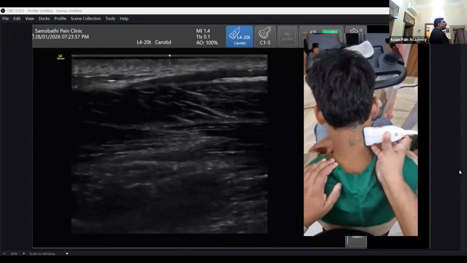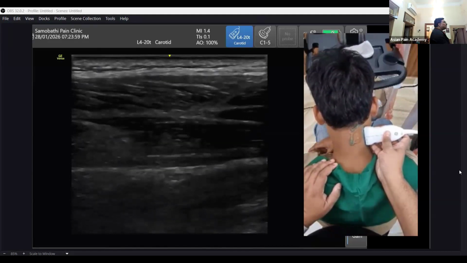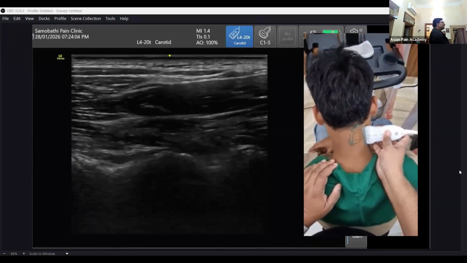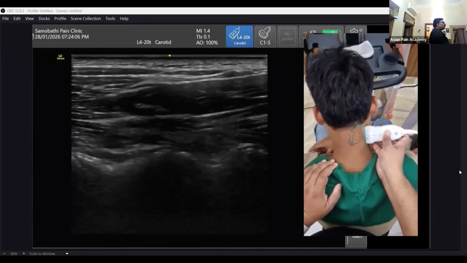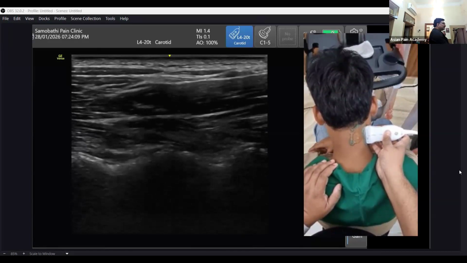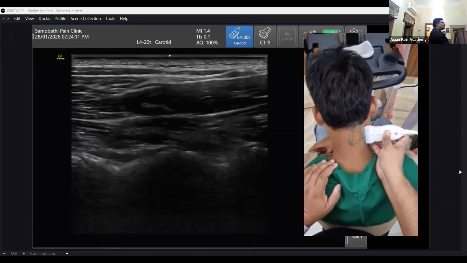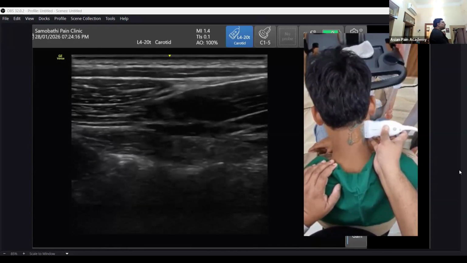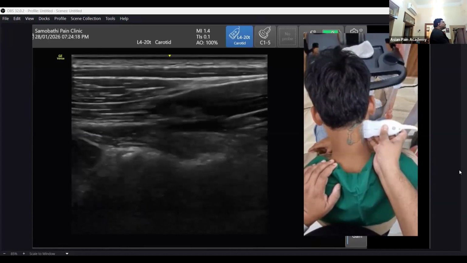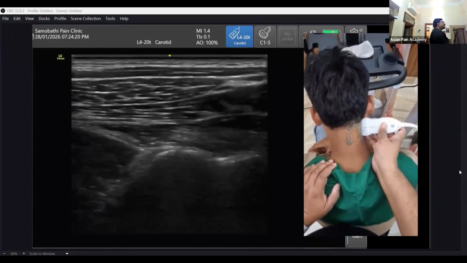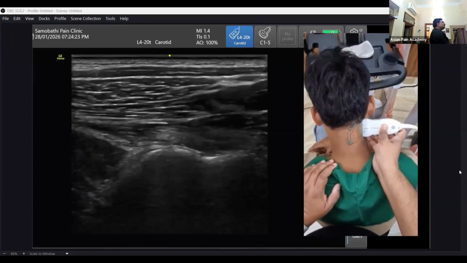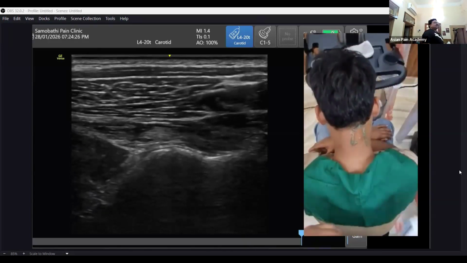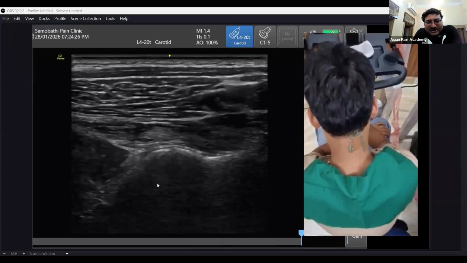As I am going deep, deep, deep, suddenly you will start seeing these undulations. I hope everyone can see these undulations. Once you see the undulation, try to move up till you see the first undulation. So this is the first undulation that we can see.